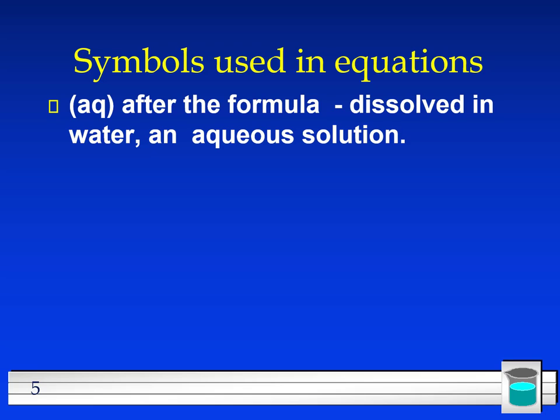So they got the AQ for aqueous. So that means it's dissolved in water. Say, well, isn't that a liquid? No, that's different. How do I turn a solid into a liquid? I melt it. And to melt it, I apply heat, right? I give it heat and it melts.